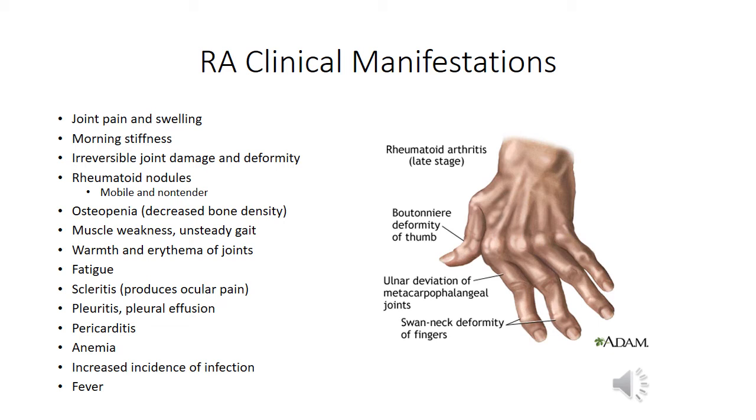ocular pain, pleuritis and pleural effusion, pericarditis, anemia. The client is at increased risk of infection. They may develop a fever. In the image, you'll see the boutonniere deformity, ulnar deviation, and swan neck deformity.